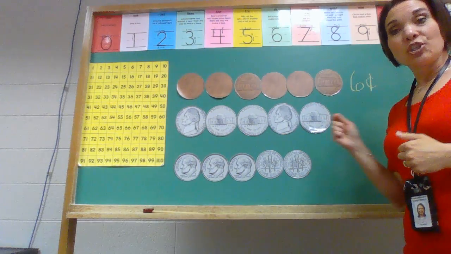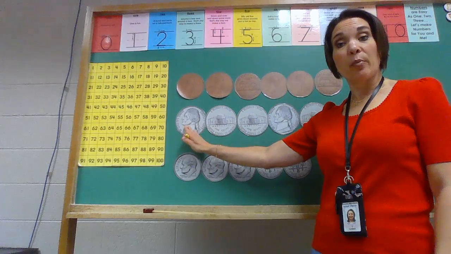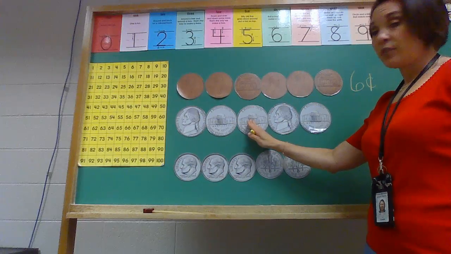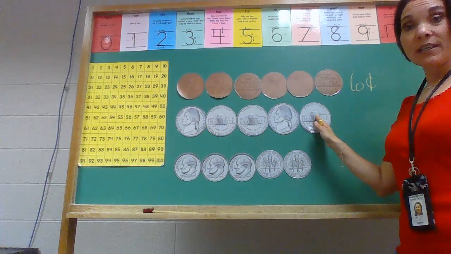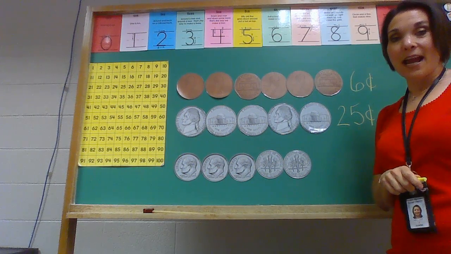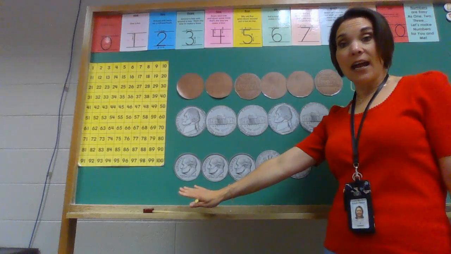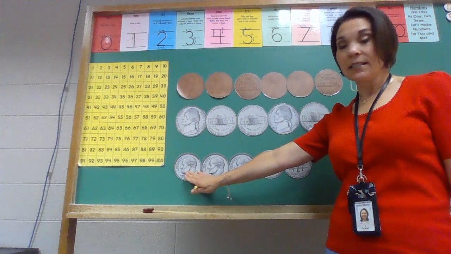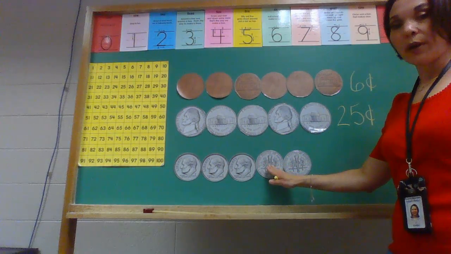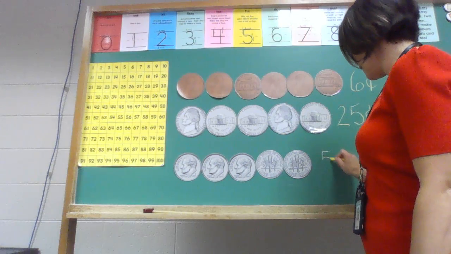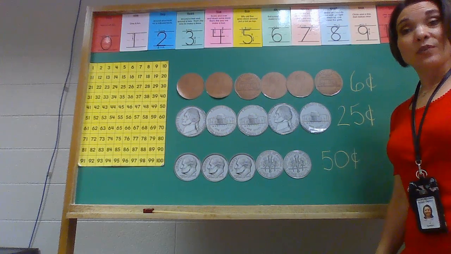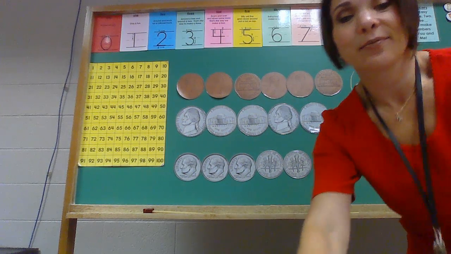So let's go ahead now into my nickels. Skip counting by fives, remember, because they're worth 5 cents. 5, 10, 15, 20, 25. So here I would write 25 cents with that cent sign. And I have dimes. Remember, skip count by tens. 10, 20, 30, 40, 50. I write 50 cents with our cent sign. So stay tuned. Get ready for another combination.